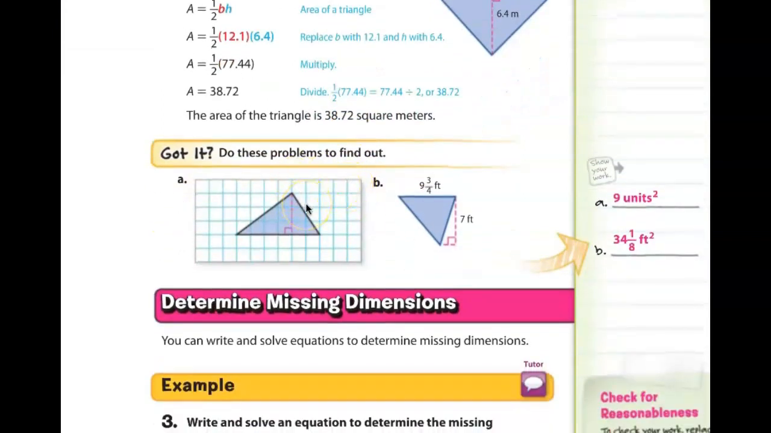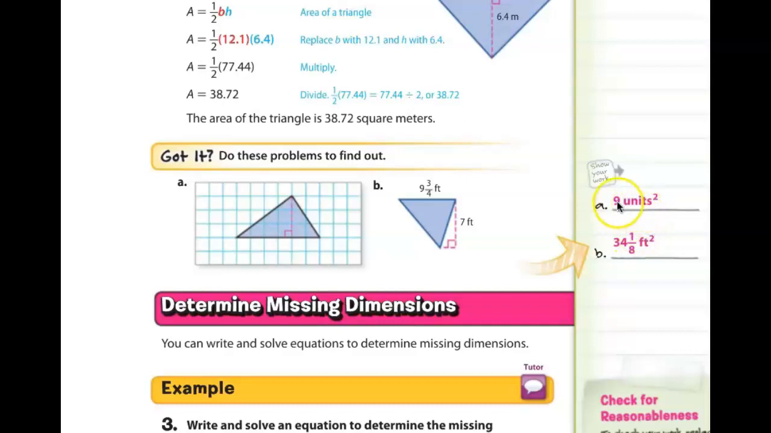Now, don't forget, the answers for these are over here as well. If they don't give you the numbers, you can actually count the squares. So 1/2 of the base, 1, 2, 3, 4, 5, 6. 1/2 times 6 is 3. So basically, when you multiply by 1/2, you're just dividing by 2. So 3 times the height, 1, 2, 3. 3 times 3 is 9. Right there. Boom.